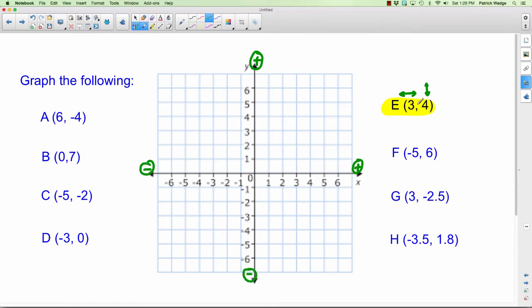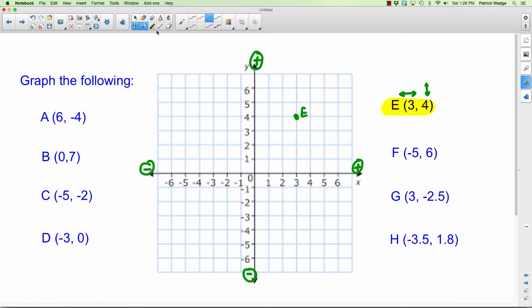So if we were going to graph this point, we're going to go 3. So we start here and we go 3. 1, 2, 3. Do not put a point there. You're not finished because the second number is 4, positive 4. So we went over 3 and then we're going up because it's positive 4. 1, 2, 3, 4. There's your first point. So put a dot and I'll put an E there to show that one.